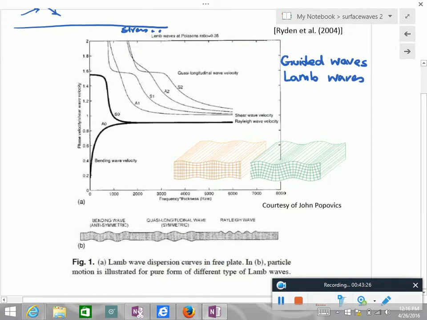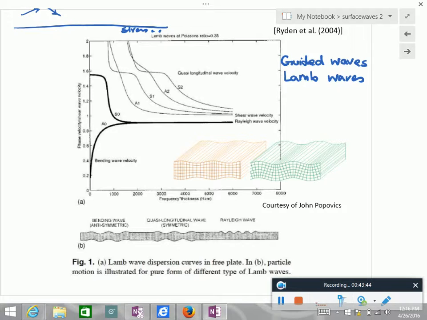What's meant by a guided wave? These are guided waves. What does that mean? They're the waves that propagate inside a plate. It's called guided just because they're guided by the geometry of the system.